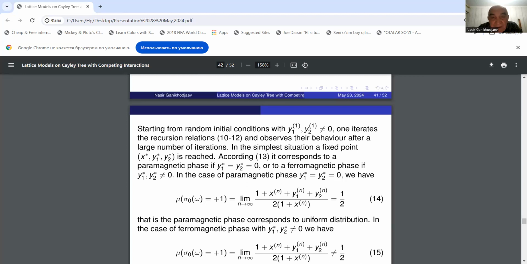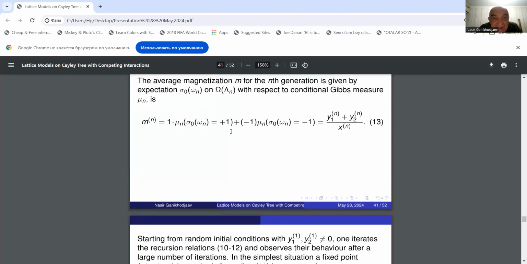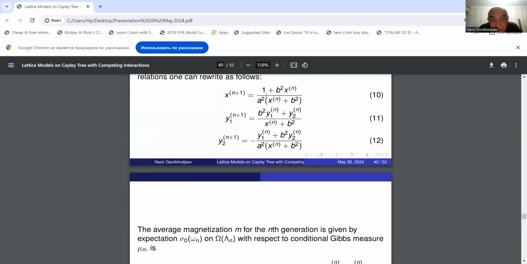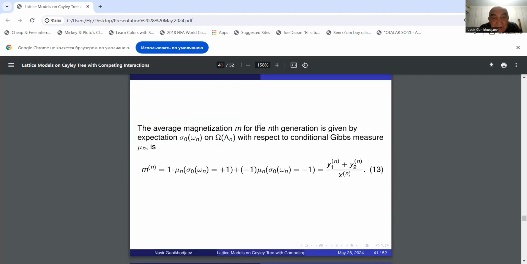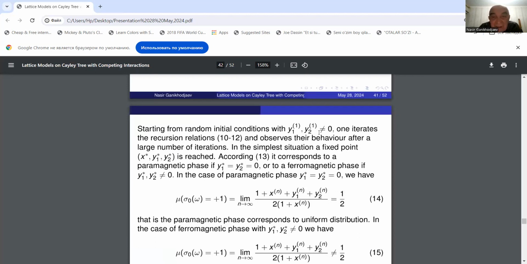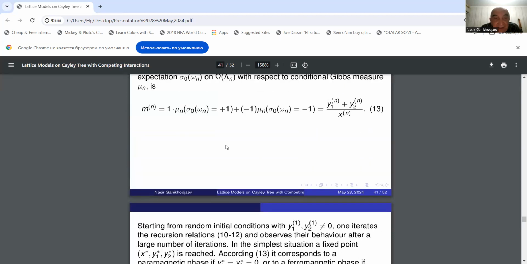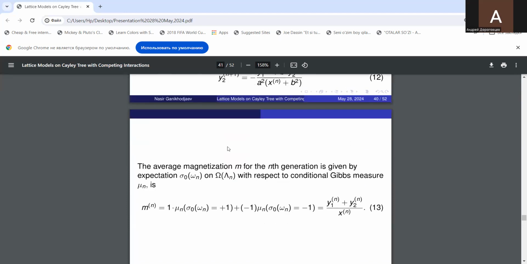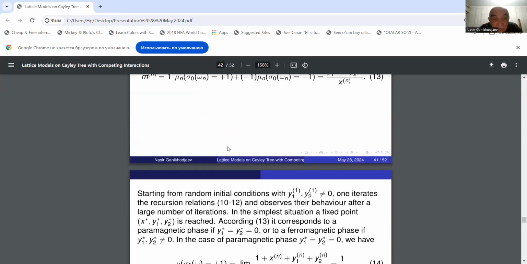So now, if we investigate the behavior of these three values for n going to infinity, there may be different cases. Maybe a simple situation when we reach a fixed point. That is, this fixed point exists for all three. Now, the existence of the fixed point will of course depend on the parameters A and B. That is, it will depend on temperature and the values of G1, G2.